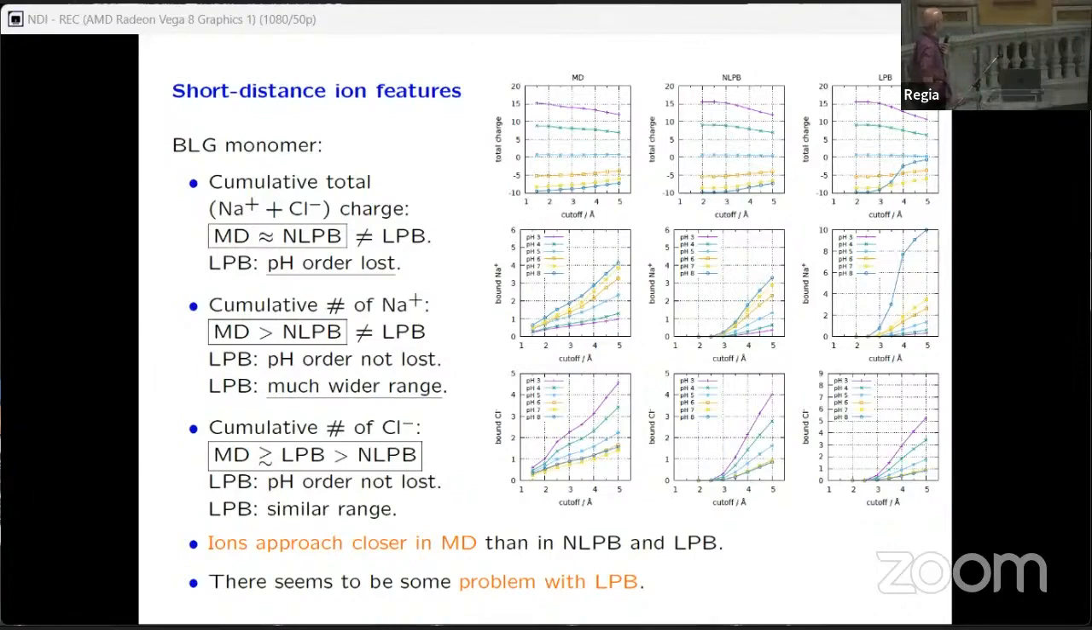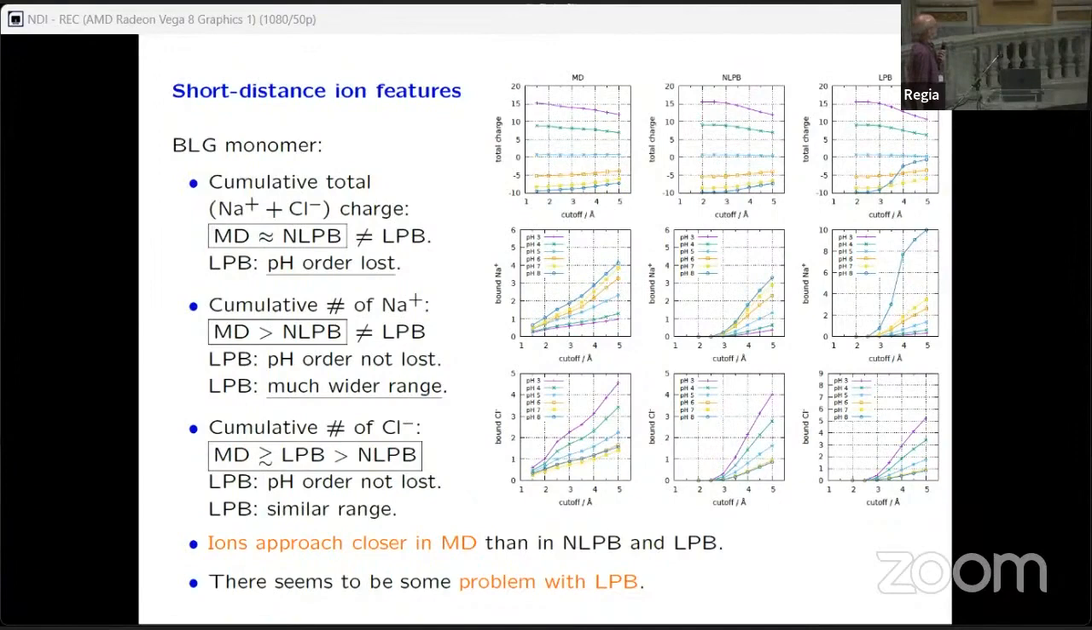What we observed for the total cumulative charge, and here I said that the cumulative charge was sodium plus chloride, but actually it's plus the protein as well. So it's the cumulative charge of this entity, protein plus ions. Actually, the results from MD and the nonlinear Poisson-Boltzmann are quite similar.